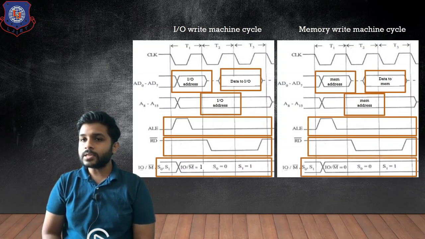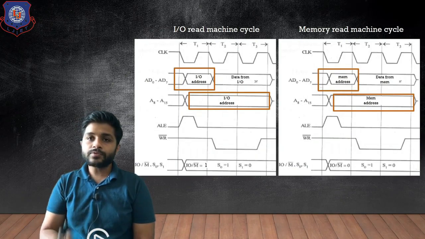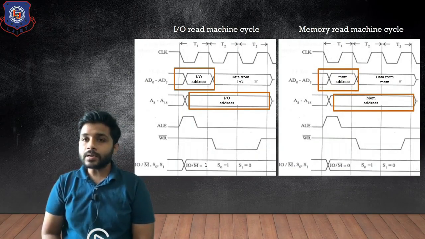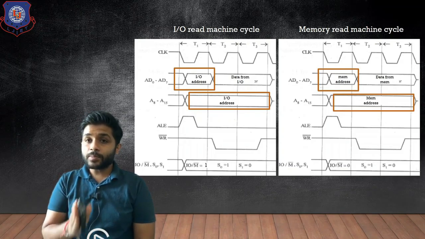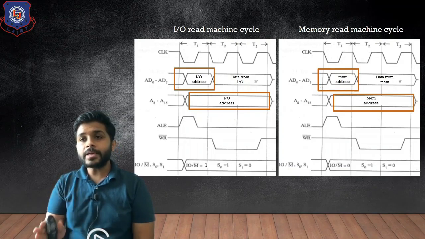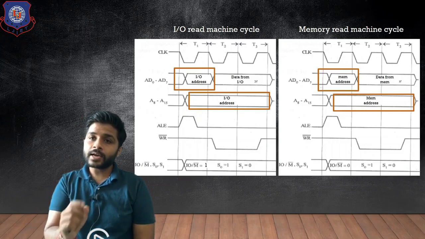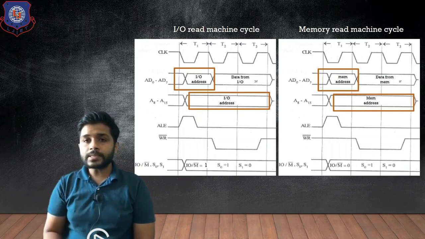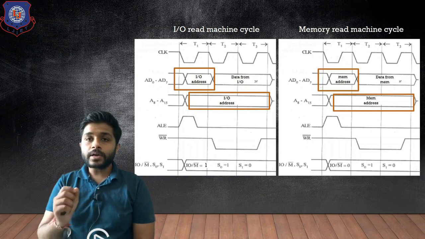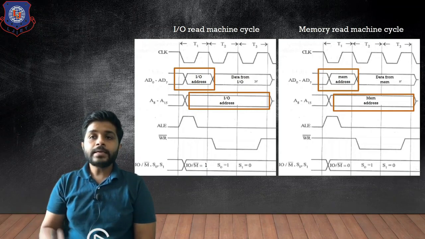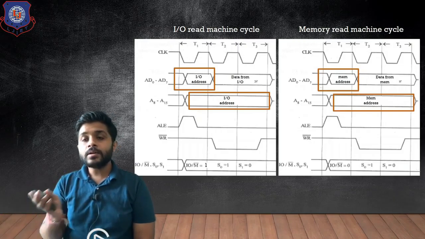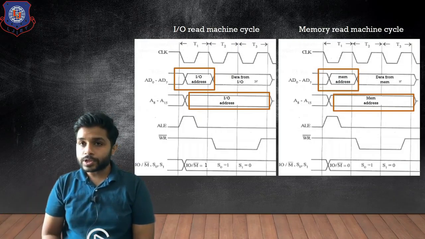Now let's see two another timing diagrams which is for input output read machine cycle and memory read machine cycle. Again you can see that both input output read machine cycle and memory read machine cycle has exact timing diagram. All the signals are same, but some values are different at some position. Like you can see that in the address bus of the input output read machine cycle there will be the address of input output device, right? In the memory read machine cycle there will be the address of the memory location.